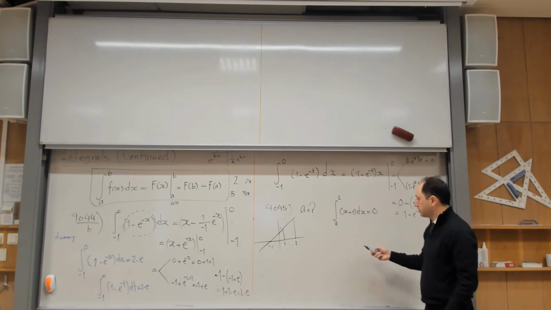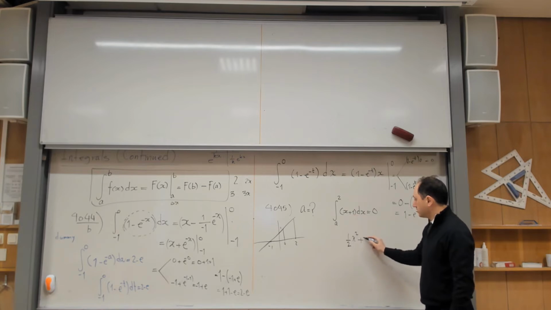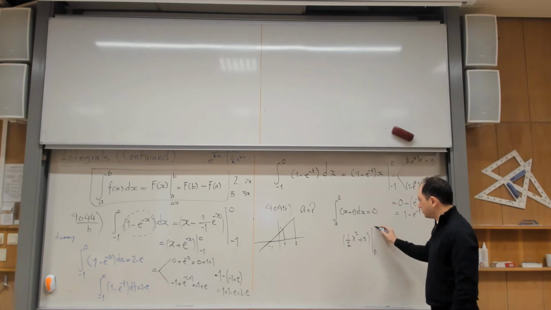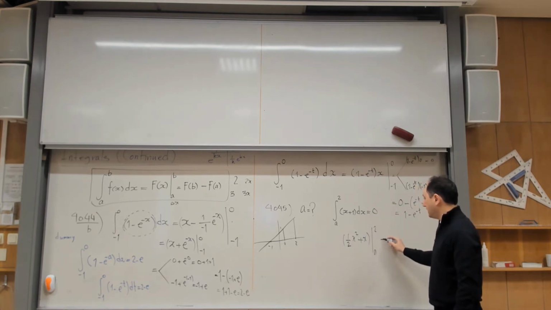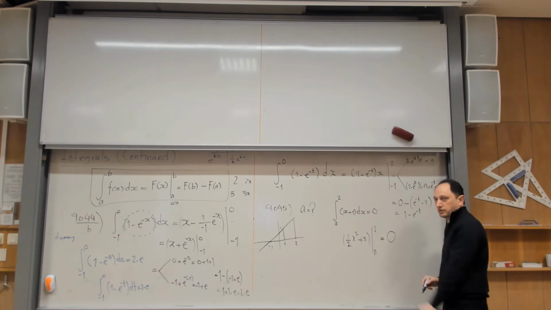A primitive function for x is x squared over 2. A primitive function for 1 is x. But you know that this integral is not just this. You have to calculate it from a to 2. But you know that at the end, the answer is supposed to be 0. So you have to fine-tune this a so that the answer becomes 0.